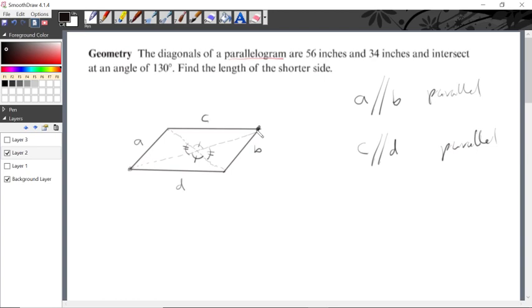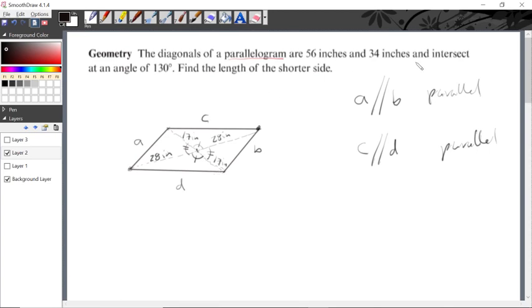This whole length is 56 inches. Then it would be true that this length here is 28 inches from here to here, and also from here to here, that is 28 inches as well. And the shorter diagonal is 34 inches. So the distance from here to here is going to be 17 inches, and the distance from here to here is also 17 inches.